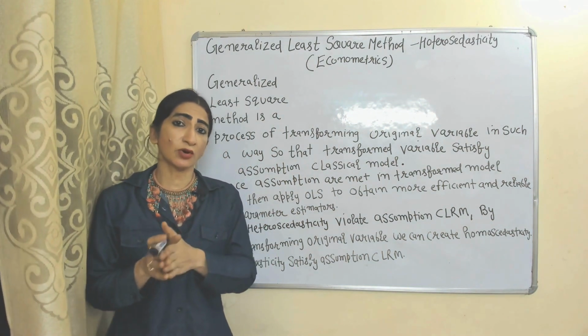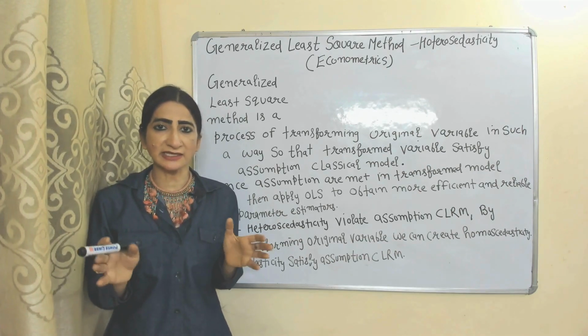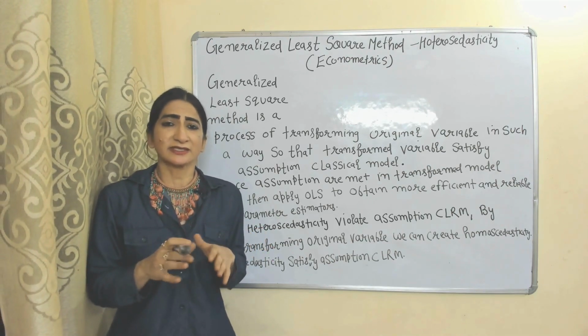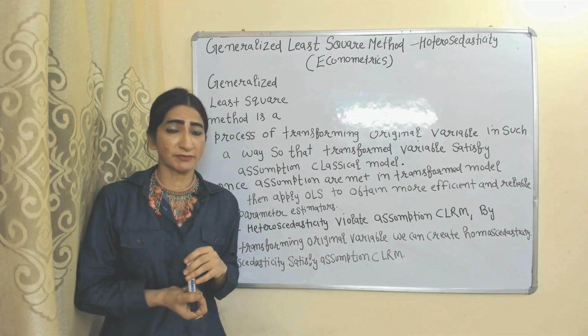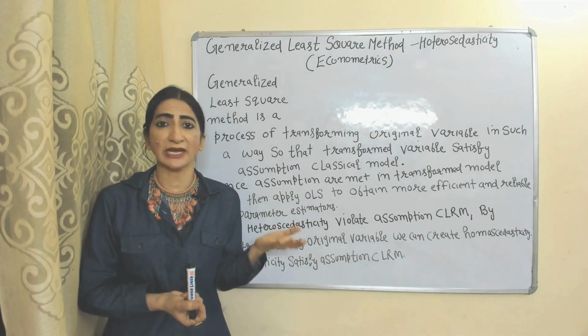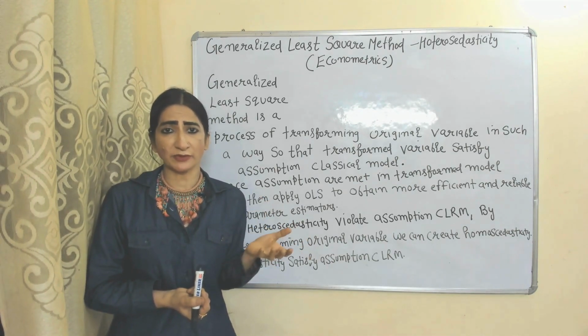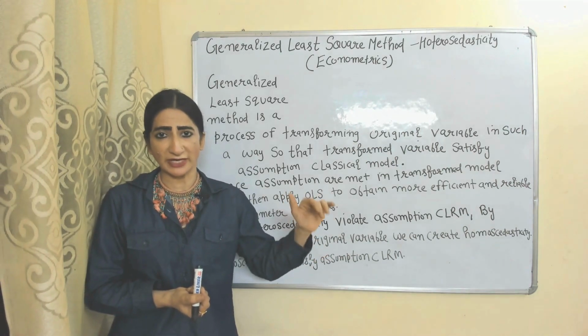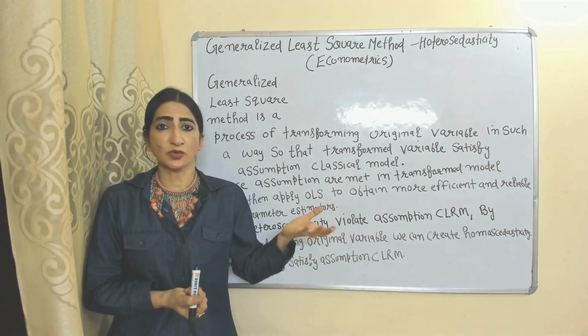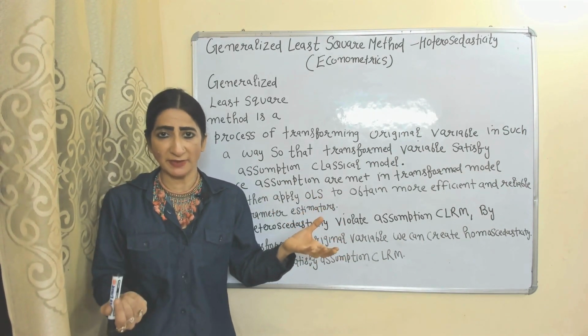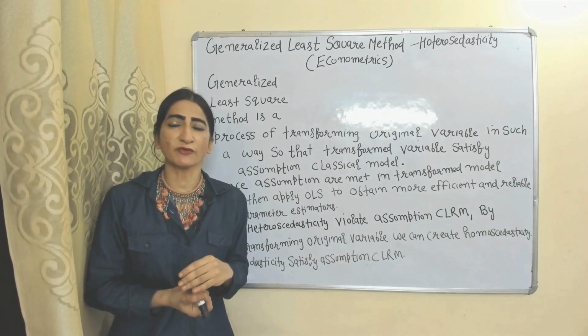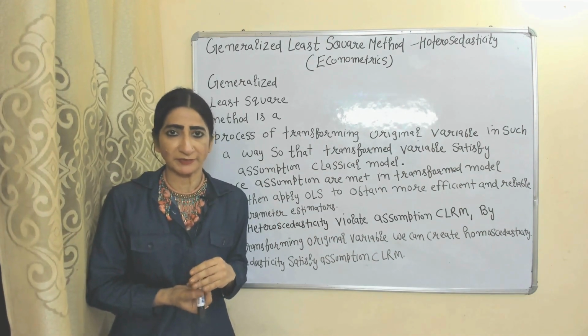Today we are going to talk about the generalized least square method. We mainly use the generalized least square method to account for heteroscedasticity. It is the process of transforming the original variables in such a way that the transformed variables satisfy the assumptions of the classical linear regression model.